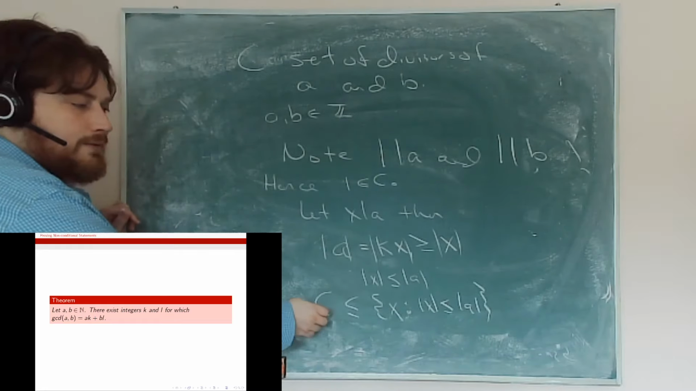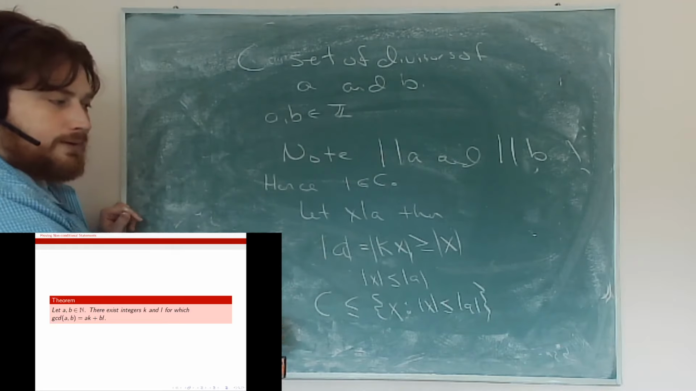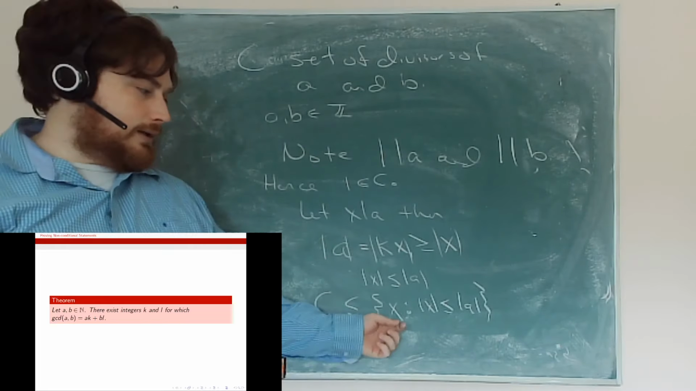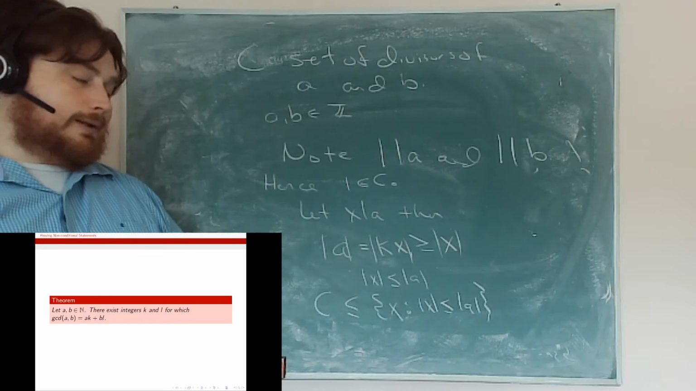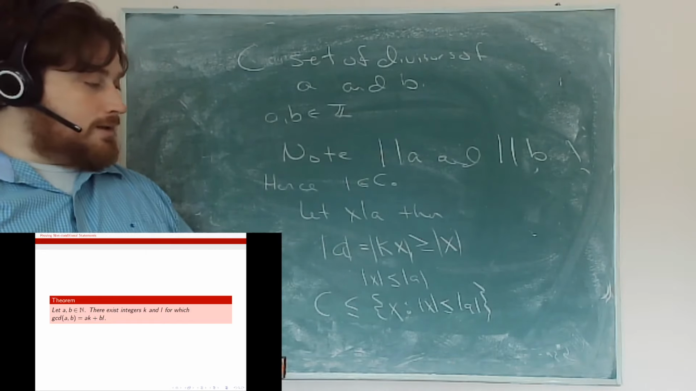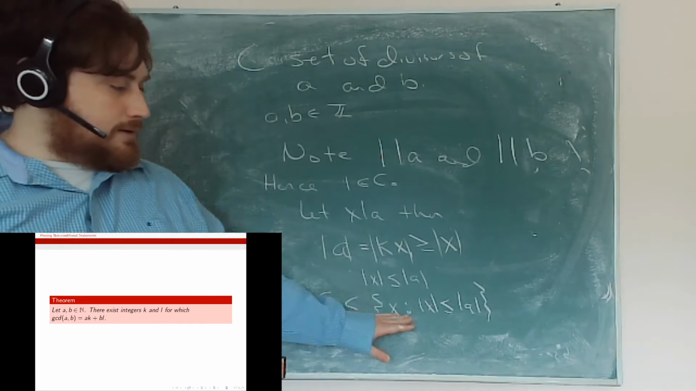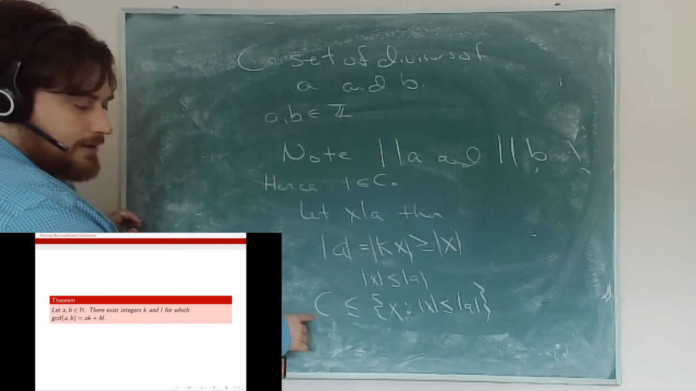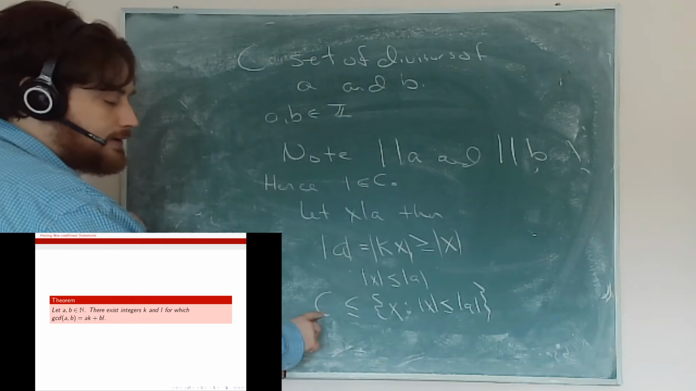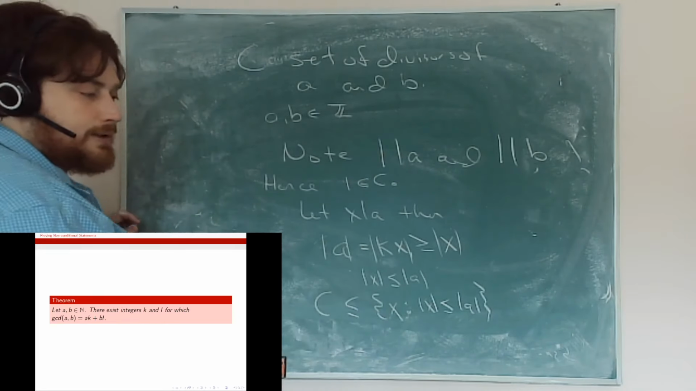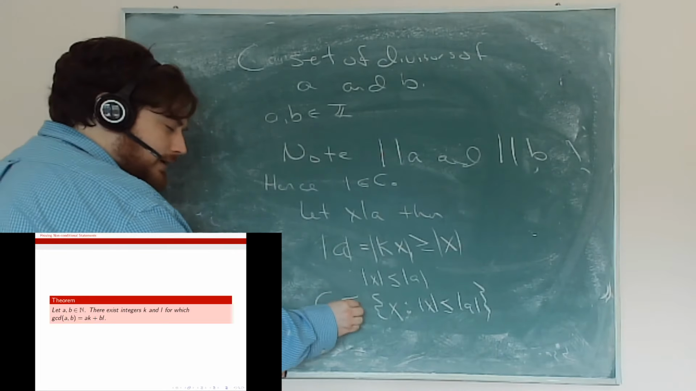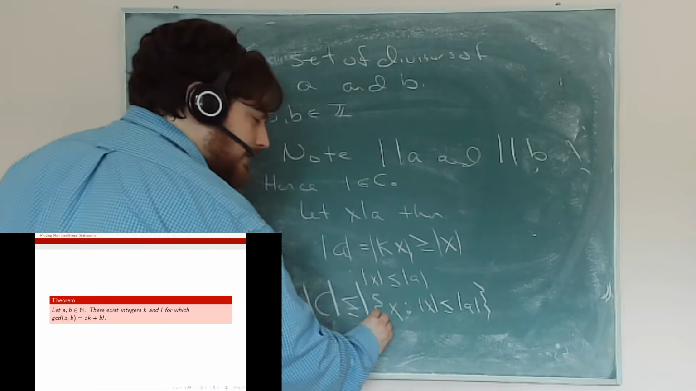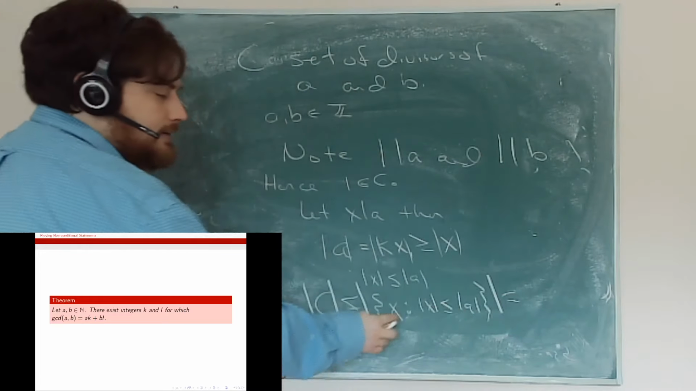So if I have a divisor of a and b, it is a divisor of a. Therefore, the absolute value of that number has to be less than or equal to the absolute value of a. But since this is a subset of this, that means that the cardinality of C, or the size of C, is less than or equal to this. So therefore, the cardinality of C is less than or equal to the cardinality of this set.